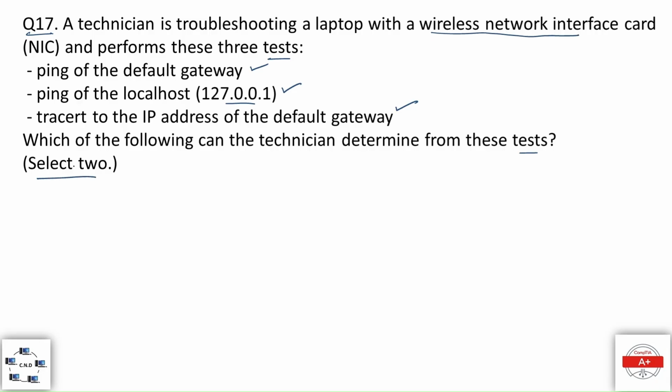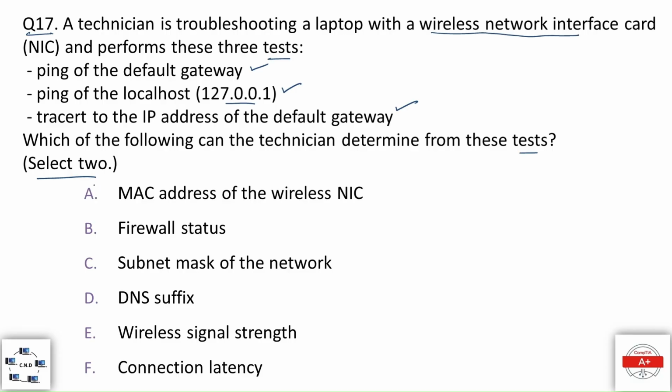We have to select two options. The options are option A, MAC address of the wireless network interface card, option B, firewall status, option C, subnet mask of the network, option D, DNS fix, option E, wireless signal strength, and option F, connection latency. So think about the correct options. I will start the countdown. And the correct options are option B, the firewall status, and option F, connection latency.